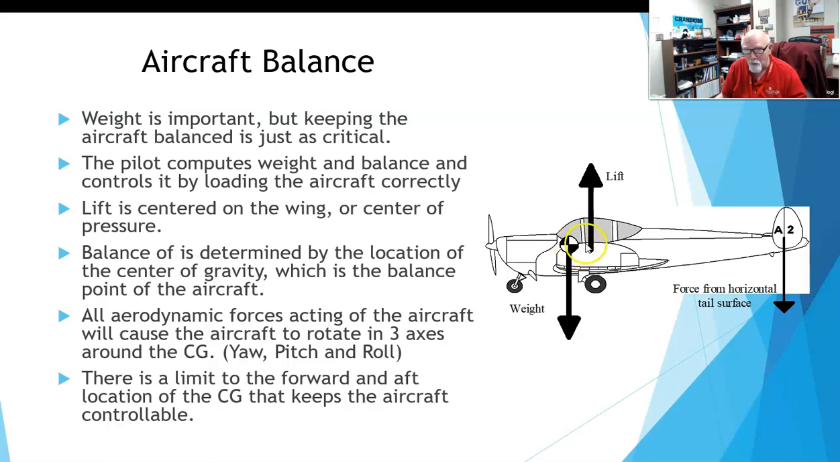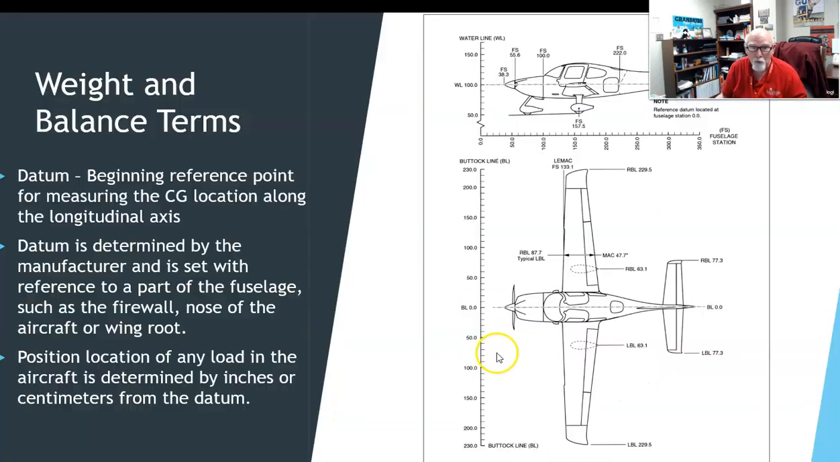So you can see here there's actually a slight moment between the center of gravity and the lift vector. This one here will cause a rotation this way in pitch, will cause the nose to pitch down, and that's what you want. If you get the CG back here, you create a nose up pitch, and then you stall the airplane. So there is a limit to the forward and the aft location of the center of gravity that keeps the airplane stable and controllable.